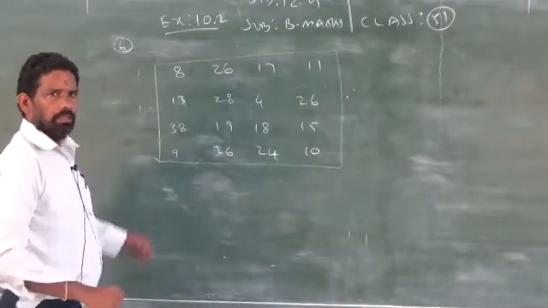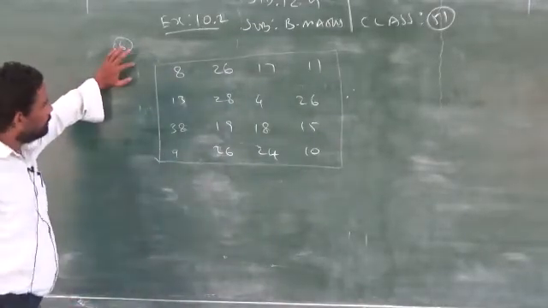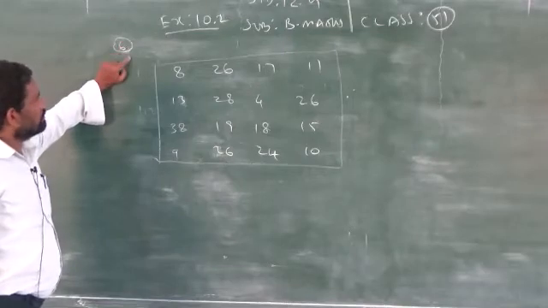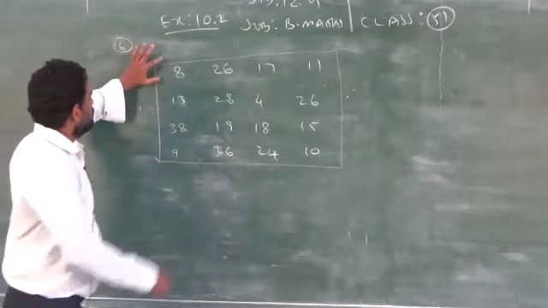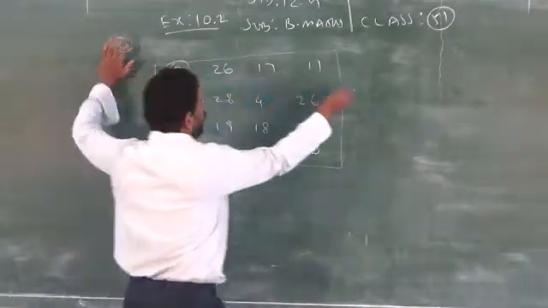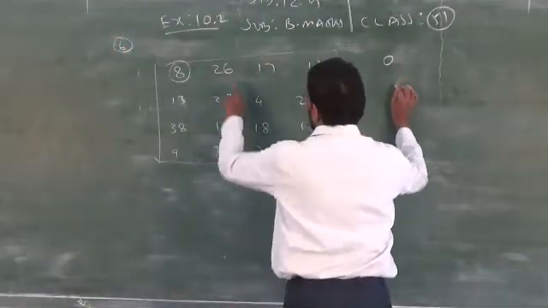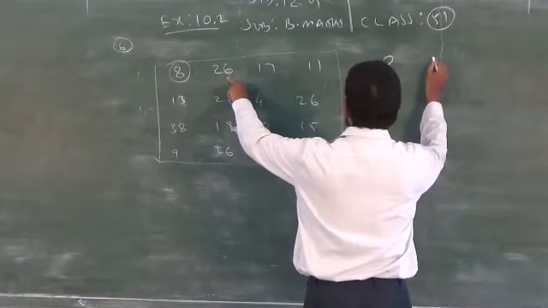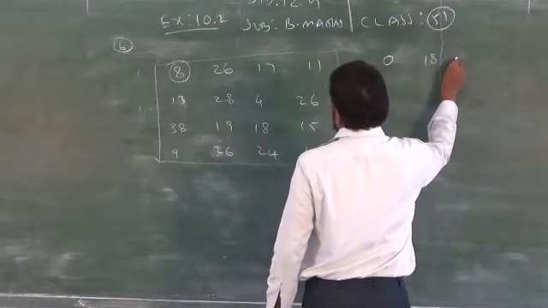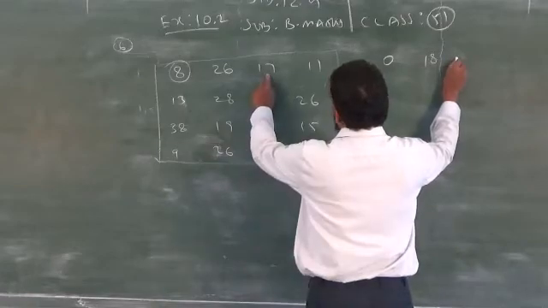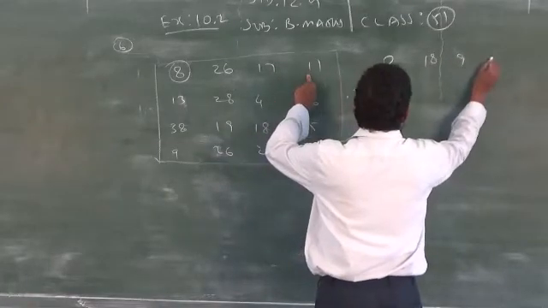As usual method, you have to see this one. This is question number 6 in exercise 10.2, the 6th sum. What is the least cost? 8. Subtract, you will get 0. 26 minus 8, how much? 18. This will be 9. This is 3.